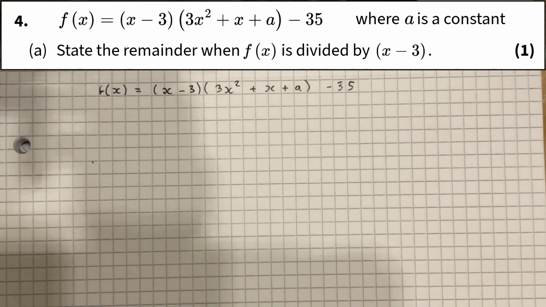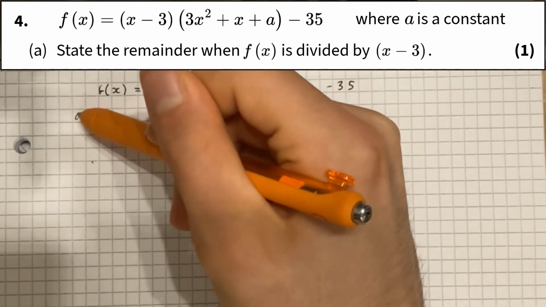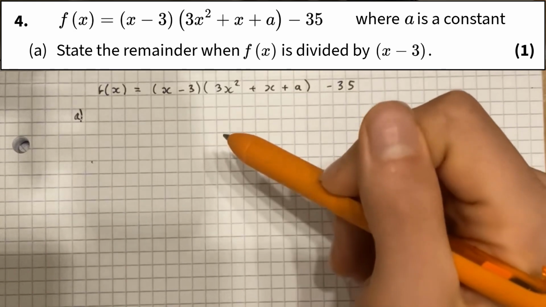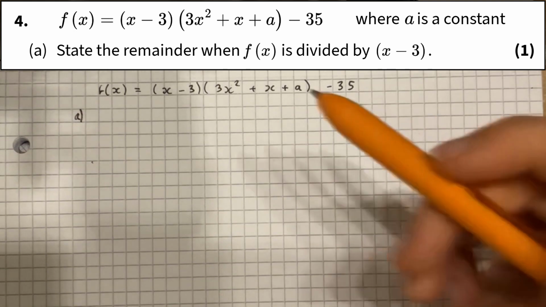This 8-mark question consists of 3 parts. We're given f of x, which is (x minus 3)(3x squared plus x plus a) minus 35, and we're asked to state the remainder when f of x is divided by x minus 3. Now, there is an easy way of doing this. You can just state the number, which is minus 35. However, I'll write it down in a bit more detail so you can see where this answer is coming from.